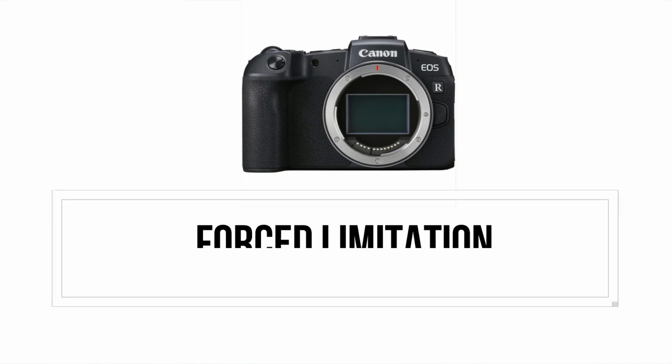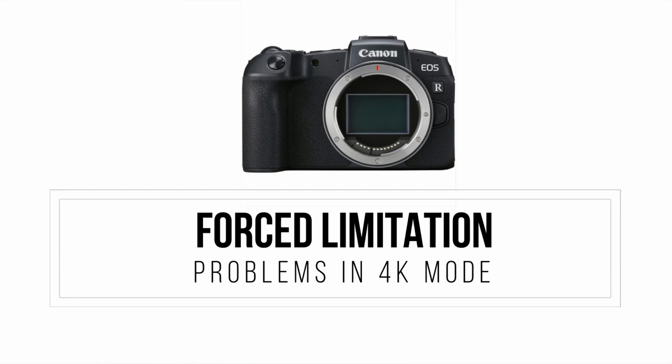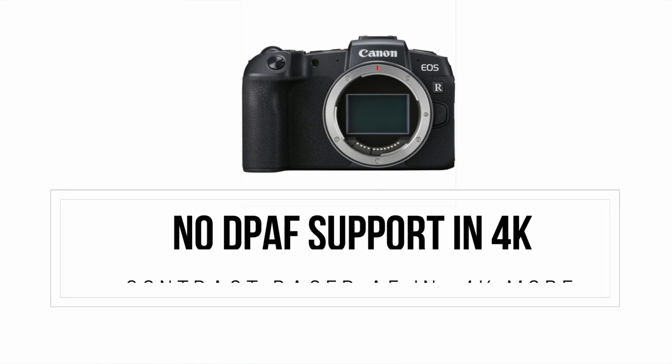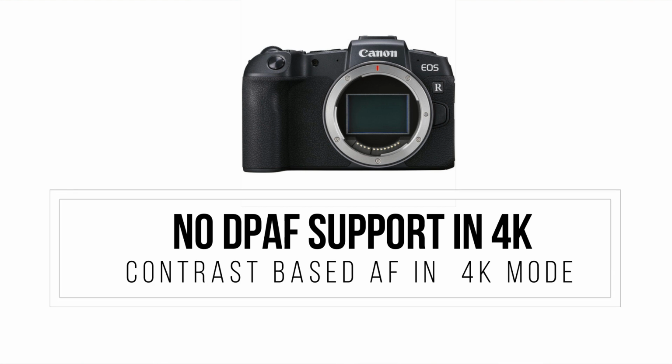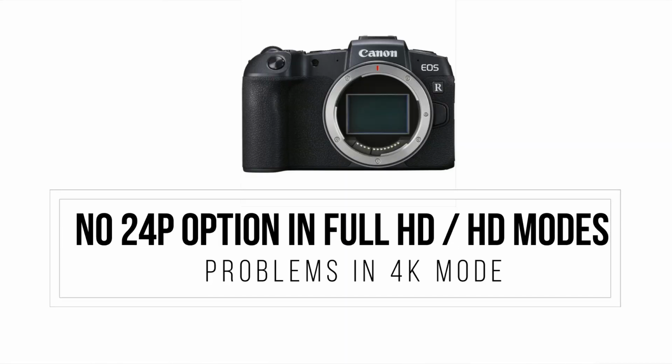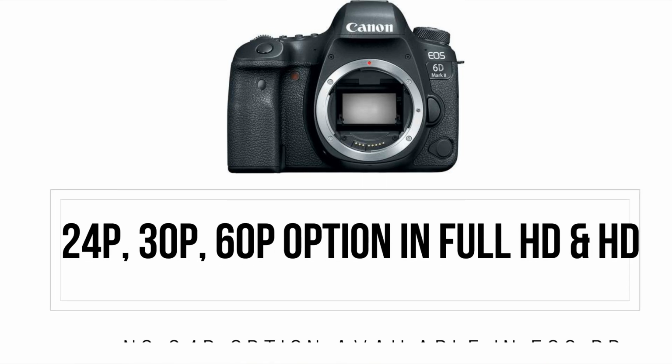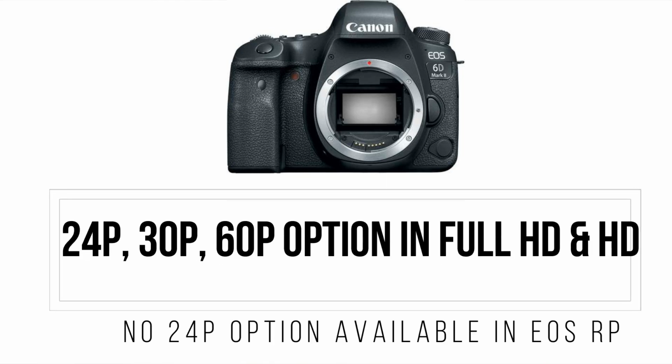And the third problem is the forced limitation. In the EOS RP camera you are not getting Dual Pixel CMOS autofocus support in 4K video recording mode. In full HD and HD modes you are not getting 24p support. So if it's not a problem to you, then there is no big issue. But in the Canon 60D Mark II camera you are getting 24p support in full HD or HD mode. So the Canon 60D Mark II camera is a perfect tool for creating full HD and HD movies. But in the EOS RP camera, the 24p frame rate option is missing. You are getting 30p and 60p options in full HD and HD modes.